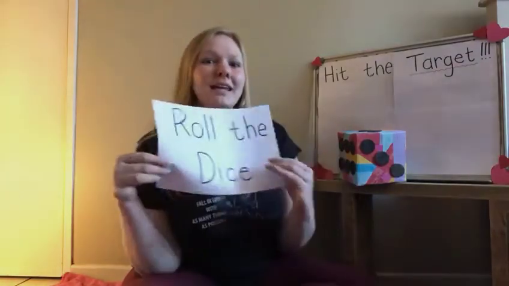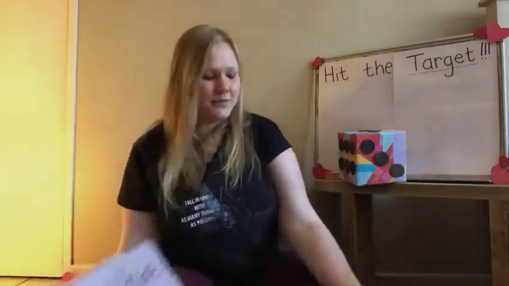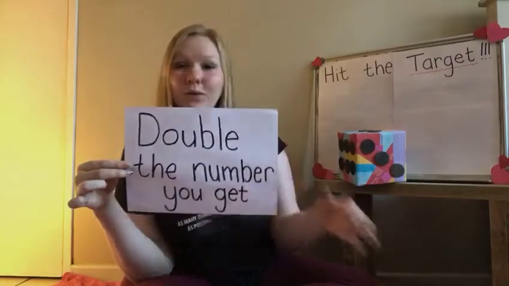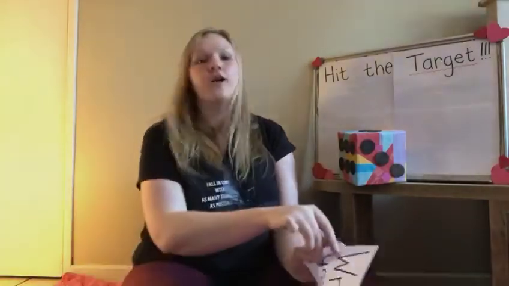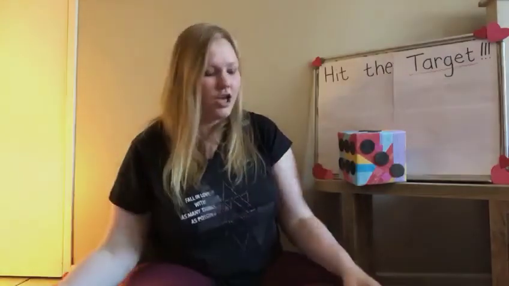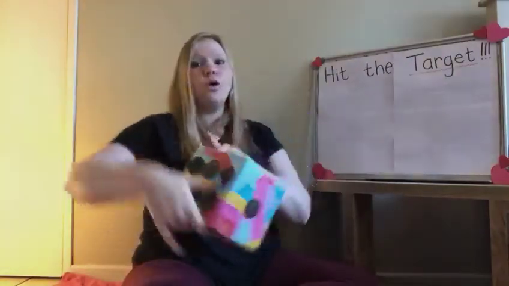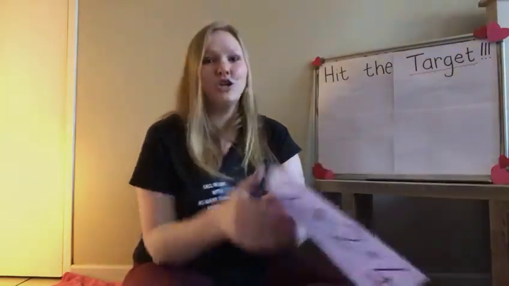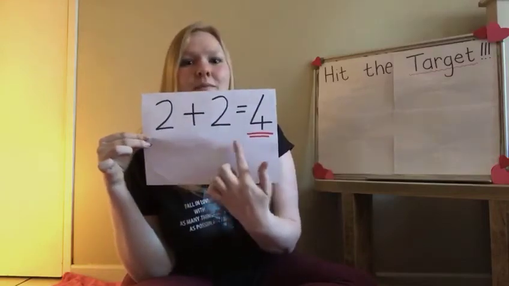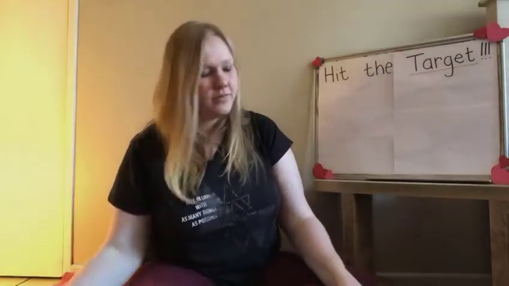We are going to begin by rolling the dice. Then we are going to double the number that we get. We are going to write down that sum and the answer. So if we rolled a 2, 2 plus 2 would equal 4. So that's our sum and that's our answer.